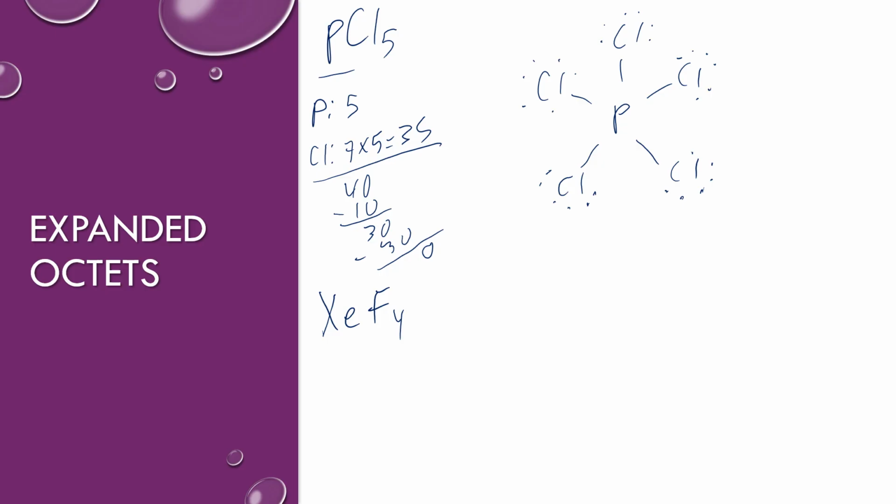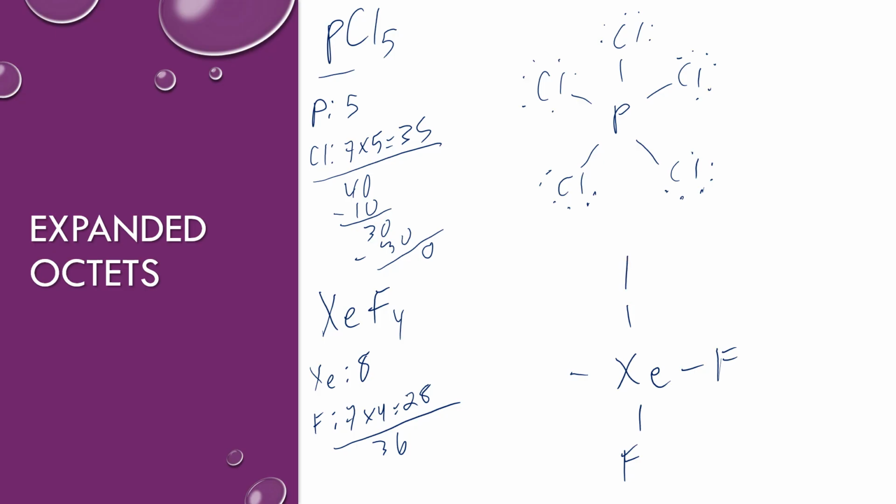And so let's look at xenon tetrafluoride. Xenon has 8 valence electrons, fluorine has 7, and there's 4 of them. So total, that's 36 valence electrons. I'm going to put xenon in the center, and I will put my 4 fluorines around the outside. I just made 4 bonds, so I used up 8 electrons. I have 28 left. I need to use those to fill in the octets of the outer atoms first.